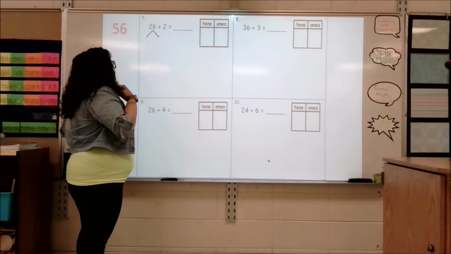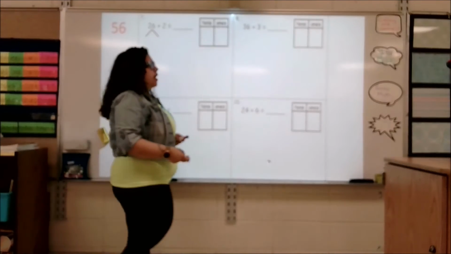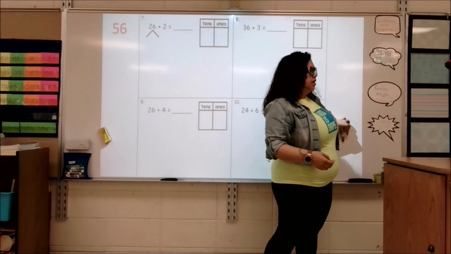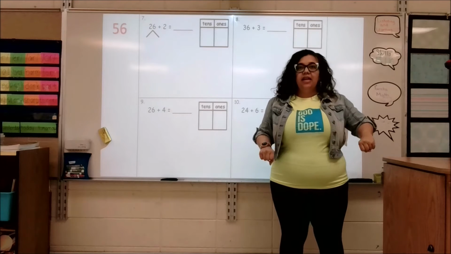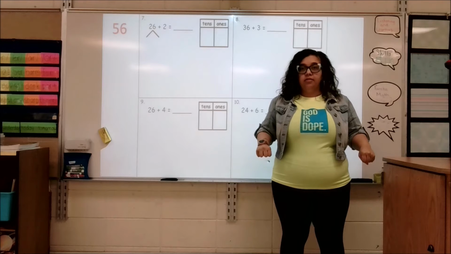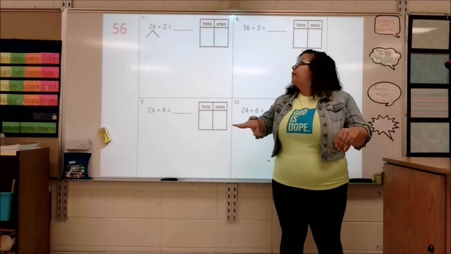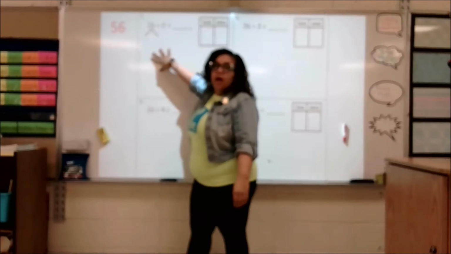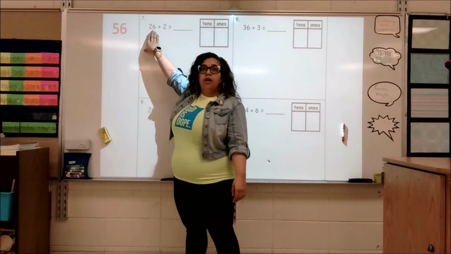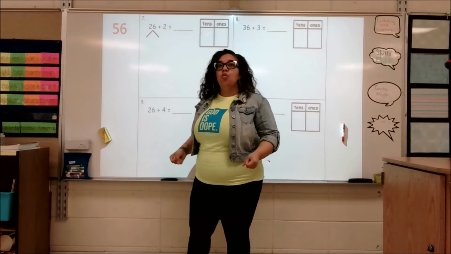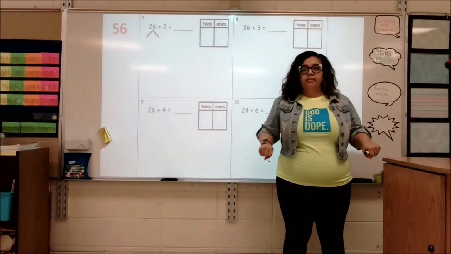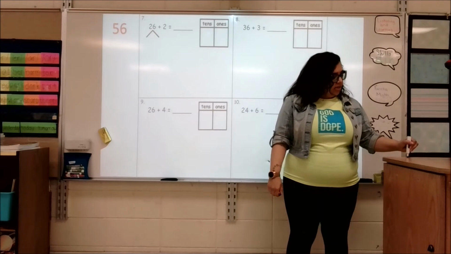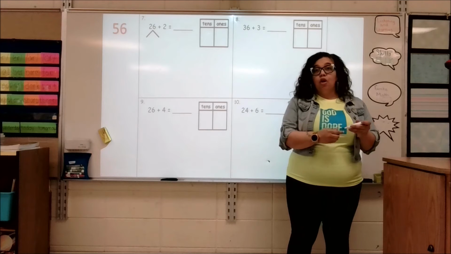All right, so my first question on this page to you is, if I'm given the number 26 and I want to break it apart into tens and ones, what are my parts? Or my pieces, I'm sorry. Because remember, we're not making a number bond for the whole problem. We're breaking one of the parts down into smaller pieces. So what are my pieces within the number 26? Correct. 20 and 6 are my pieces.